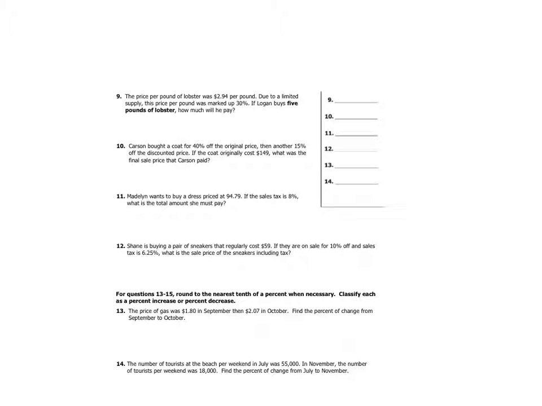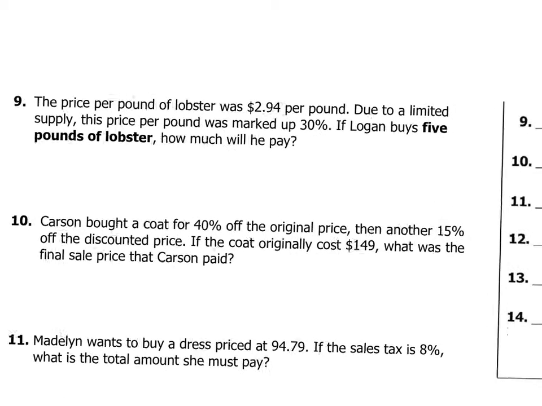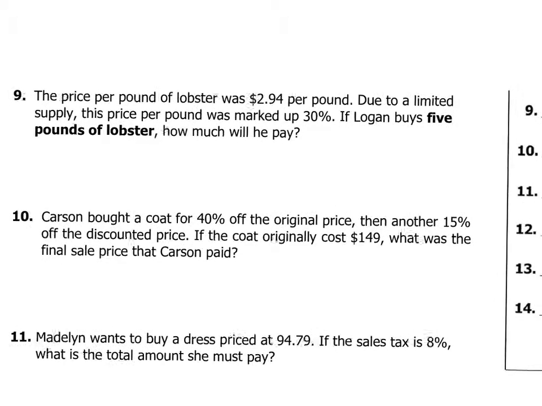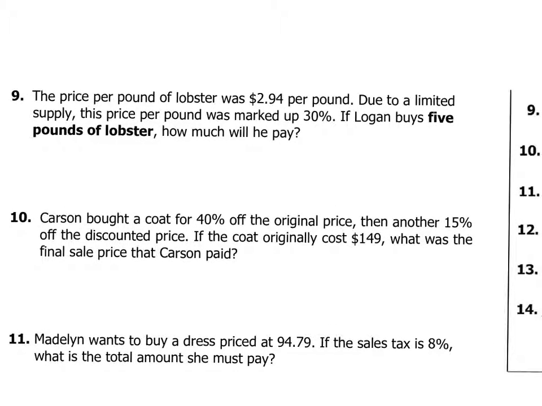Hey everyone, in this video I'm going to go over some of the word problems from the quiz just to make sure that you understand the steps and the procedures. Start with number 9. The price per pound of lobster was $2.94 per pound. Due to a limited supply, the price was marked up by 30%. If Logan buys 5 pounds of lobster, how much will he pay?